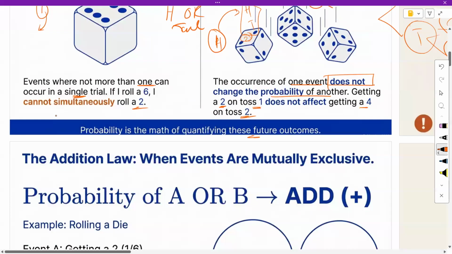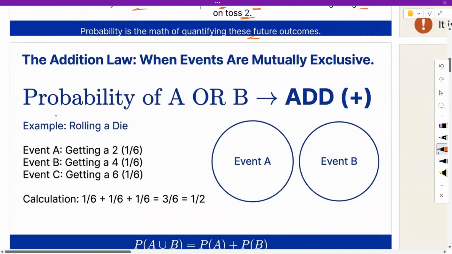Non-mutually exclusive. Now, based on that mutual exclusivity and independence of trials, there are two main laws. First one, addition law. Addition means what? The plus. The addition law: we can apply this addition law when the events are mutually exclusive.